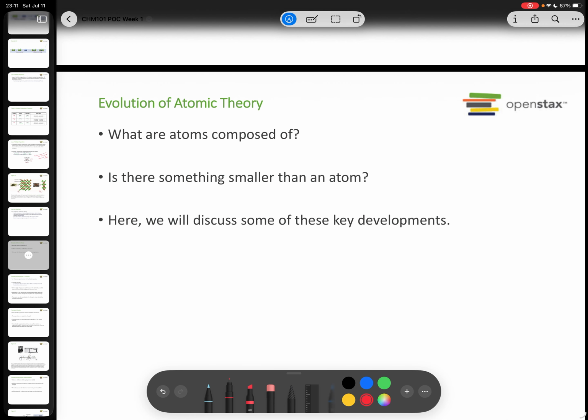So Dalton treated atoms as the smallest unit involved in chemical change. Okay? But scientists later asked deeper questions. Ano yung mga questions na yun? So are atoms truly indivisible? Is there something smaller inside the atom? So the answer turned out to be yes. So atoms contain subatomic particles. Okay? So in this session, we will look at how scientists discovered the electron, the nucleus, the proton, the neutrons, and some isotopes. Okay?